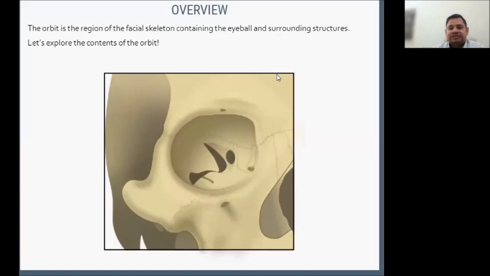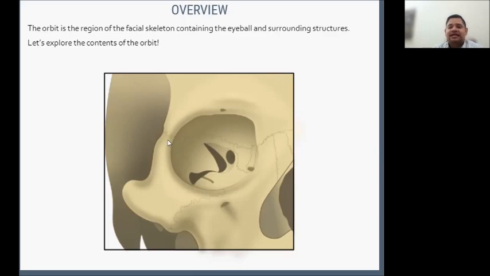Orbit is a region of the facial skeleton containing the eyeball and surrounding structures. It means it is the place or home for the eyeball on the skull. And as we know, the skull is a bony thing, so there will be a number of bones, and there will be some openings through which the supplies of the eyeball will come, and certain muscular arrangements will be seen there. So basically today we are only going to concern ourselves with the orbit, the bony part.